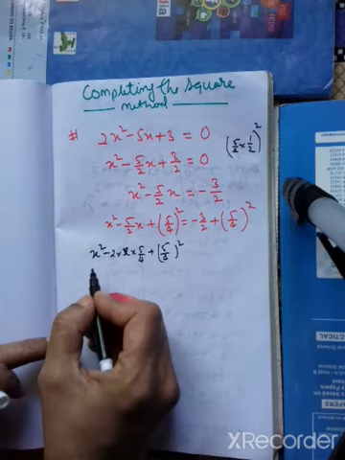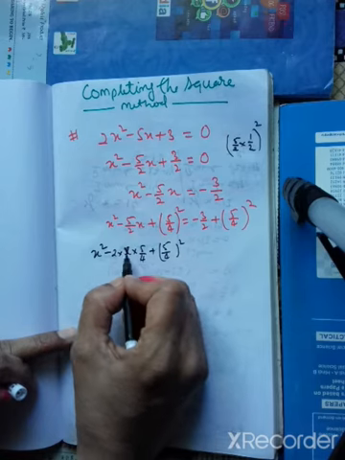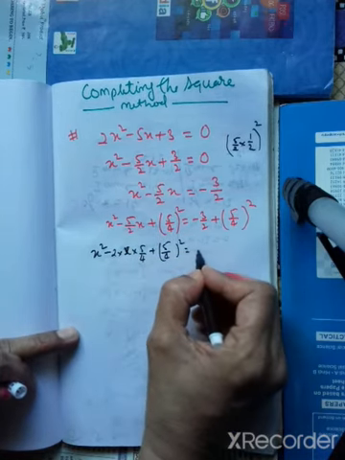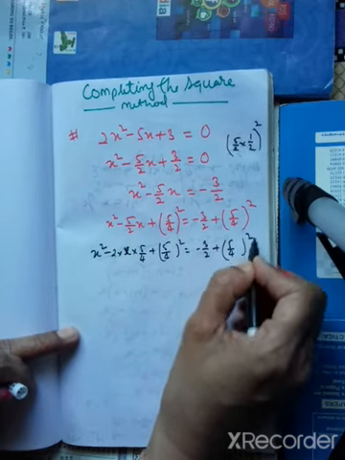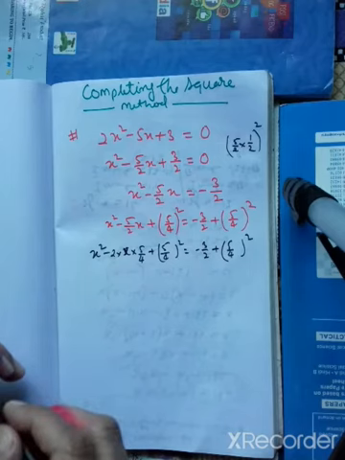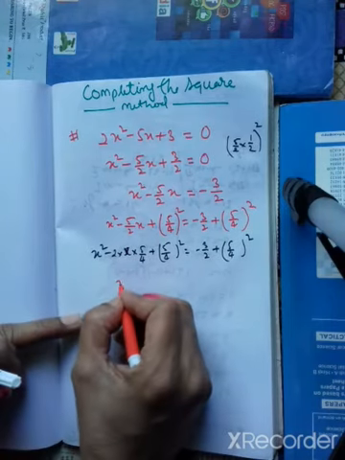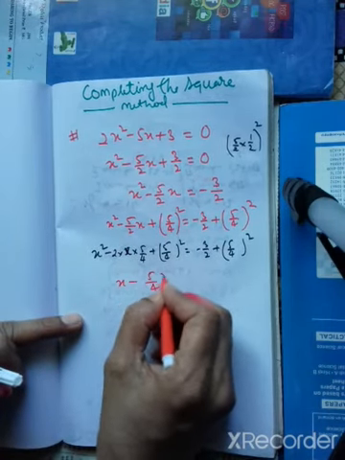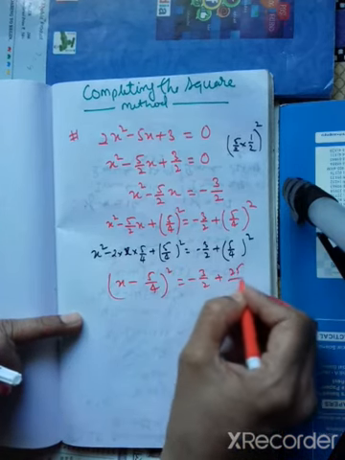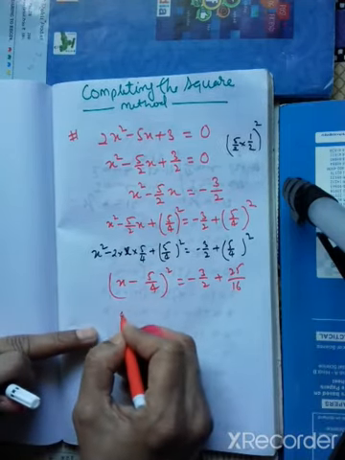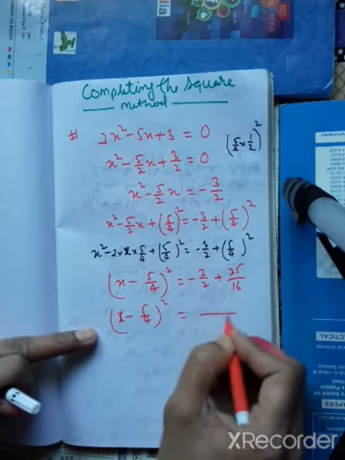Right? And if you solve this out, the 2 cancels with the 4, leaving 5 by 2 into x, so this is the same. That is also minus 3 by 2 plus 5 by 4 whole square. So this term is a square plus b square minus 2ab, right? So I can write x minus 5 by 4 whole square equals minus 3 by 2 plus 25 by 16, since 5 square is 25 and 4 square is 16. So x minus 5 by 4 whole square equals, take LCM 16.